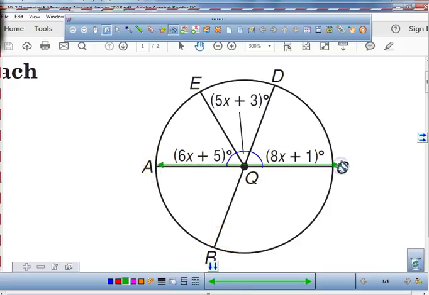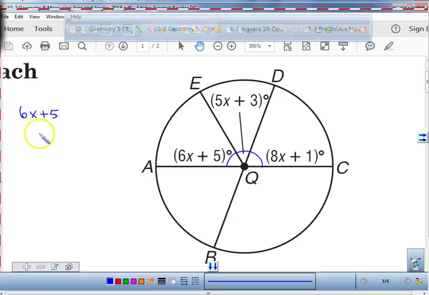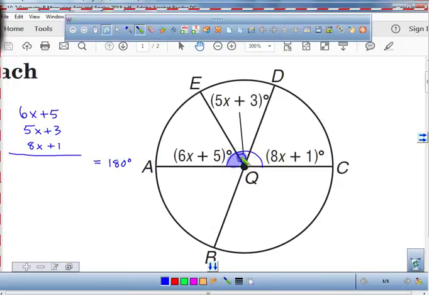That diameter goes through the center. When you see a straight line, how many degrees is that? 180. Yeah, 180. So we know that this angle, and this angle, and this angle all add up to 180 degrees. The very first thing I'd like you to do is take 6x plus 5, 5x plus 3, and 8x plus 1, and add all of them together to equal a sum of 180 degrees, because all of these angles together add up to 180. Good.